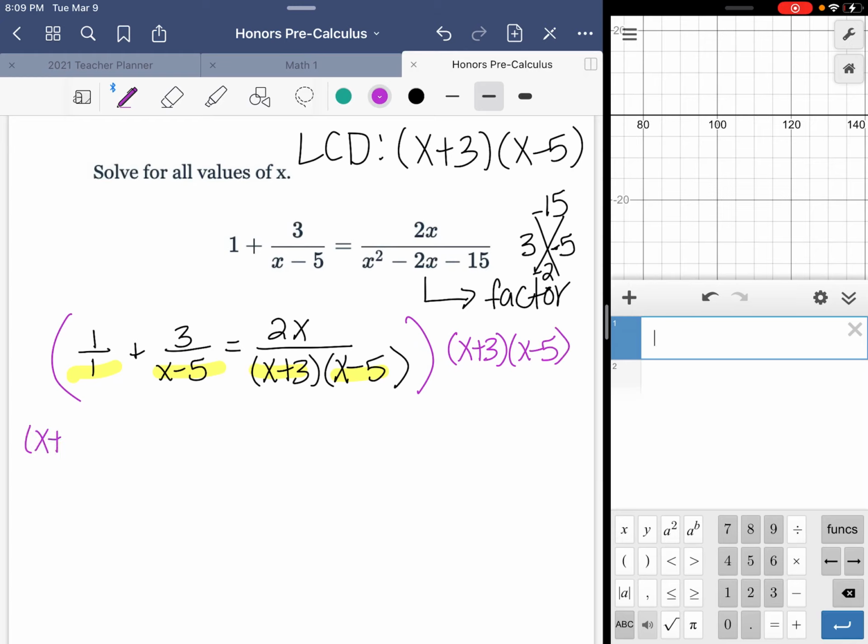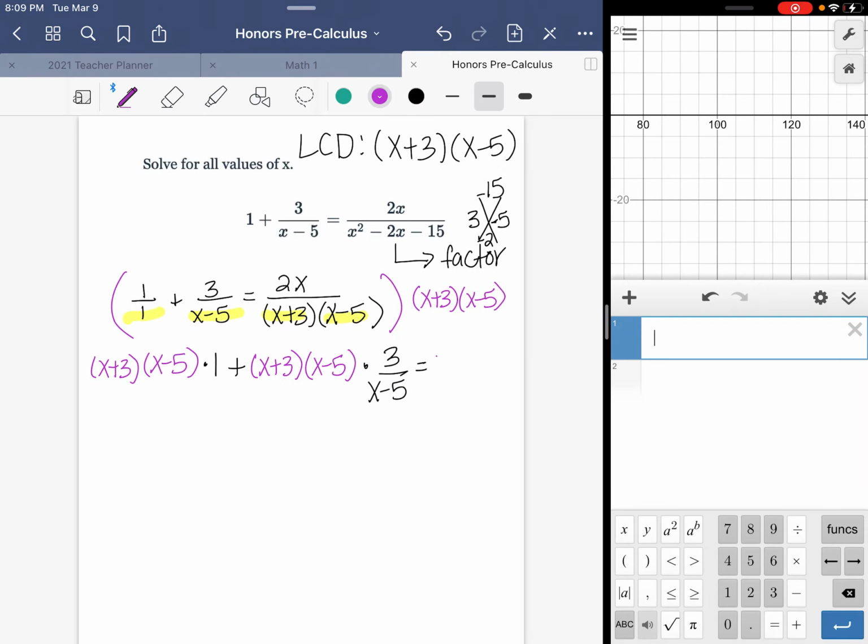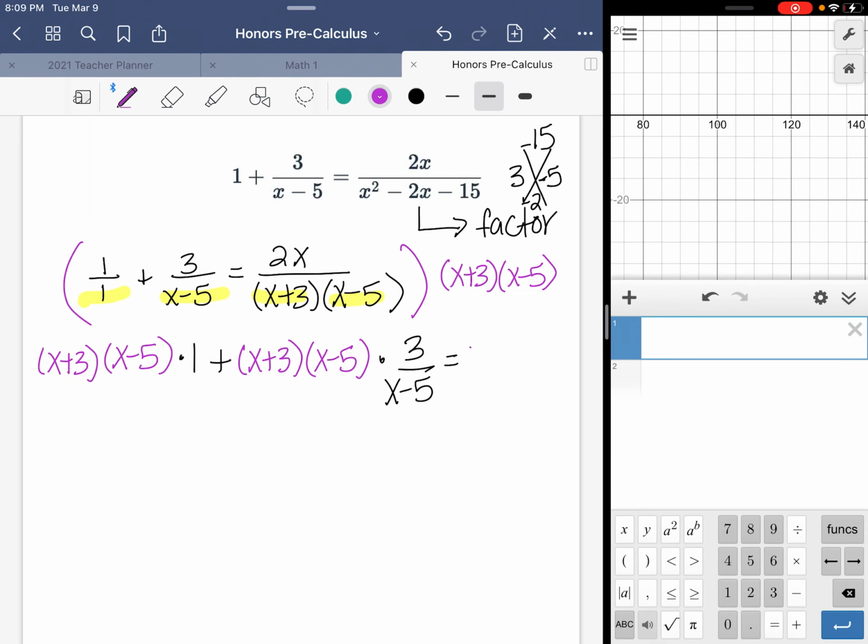So I'm going to do x plus 3 times x minus 5. Technically, that's times 1. It's not going to change anything, but I'm still going to write it. Then I have x plus 3 again times x minus 5, and we're going to multiply that by 3 over x minus 5 equals. And then we have x plus 3 times x minus 5. I'm running out of room, so I'm writing a little bit smaller. Times 2x over x plus 3 times x minus 5.